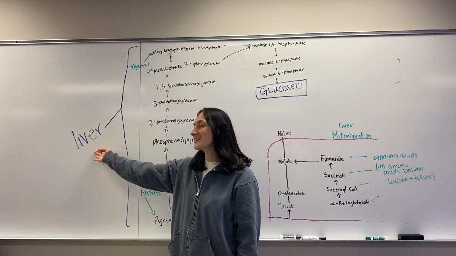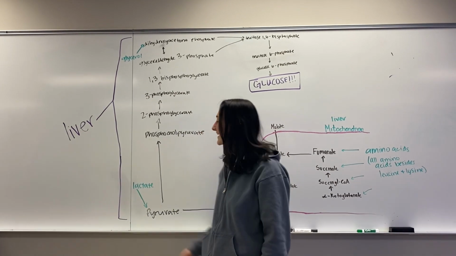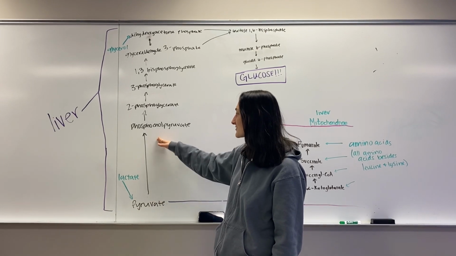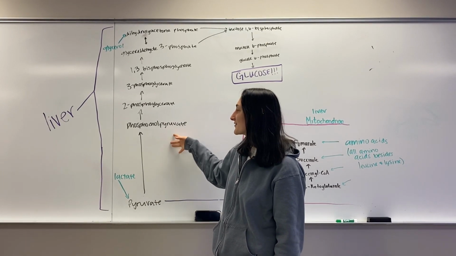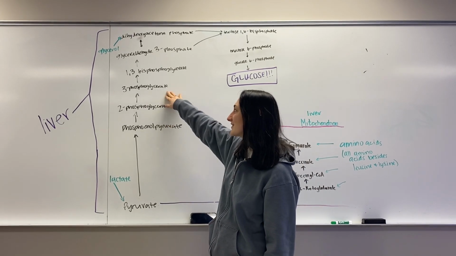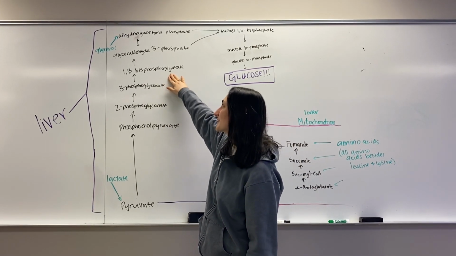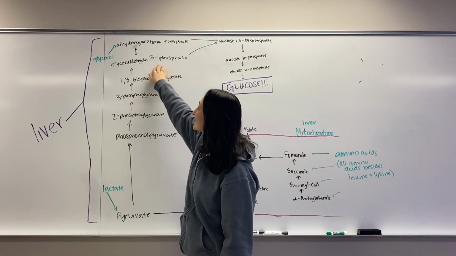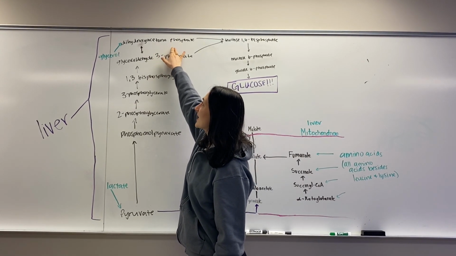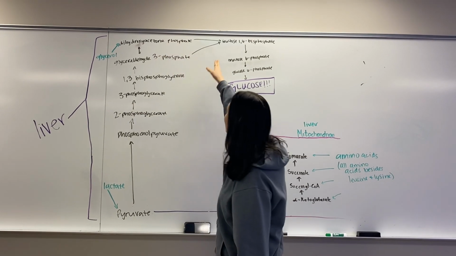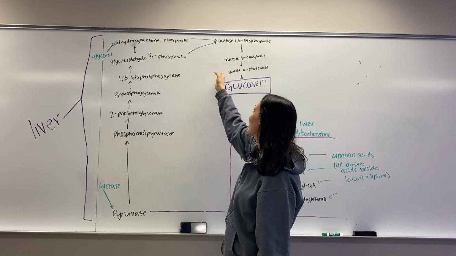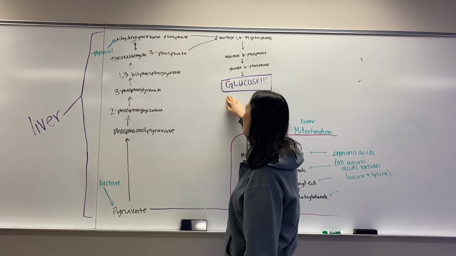So gluconeogenesis happens in the liver, and first the pyruvate will be converted into phosphoenolpyruvate. The phosphoenolpyruvate is converted into 2-phosphoglycerate and then 3-phosphoglycerate, 1,3-bisphosphoglycerate, glyceraldehyde 3-phosphate, and then could be converted to dihydroxyacetone phosphate, then over to fructose 1,6-bisphosphate, fructose 6-phosphate, glucose 6-phosphate, and glucose.